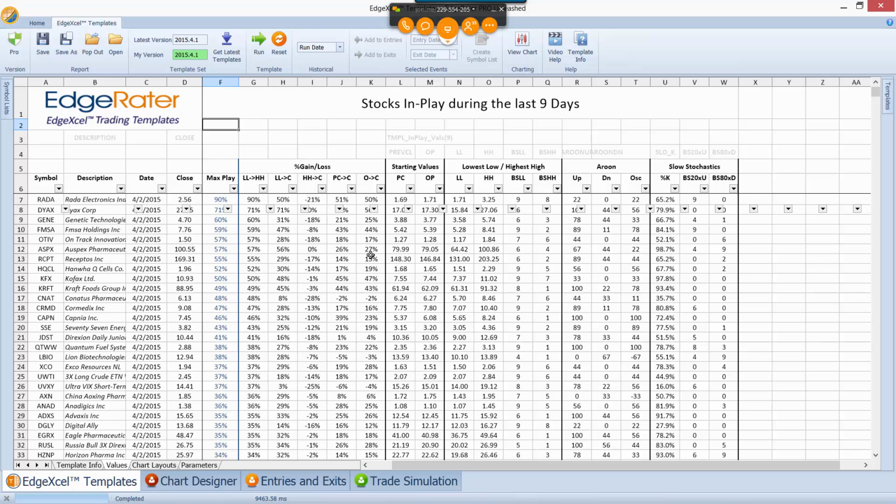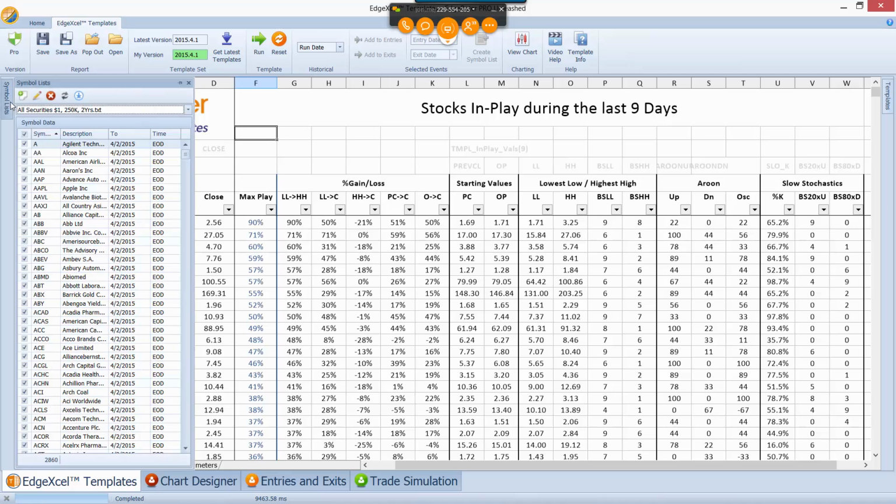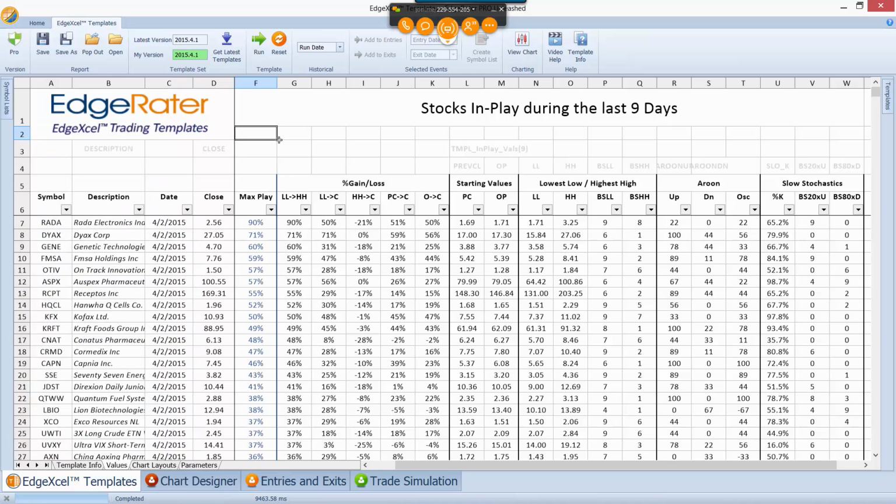So what's this template showing us? It's showing that out of all of the 2,860 stocks, what has been in play over the last 9 days. So what does in play mean? It means stocks that have had the biggest move from lowest low to highest high, or the other way around, highest high to lowest low. In that case, the maximum play would be a negative number. But it also shows you much more than that. The main column to focus on is the max play column.